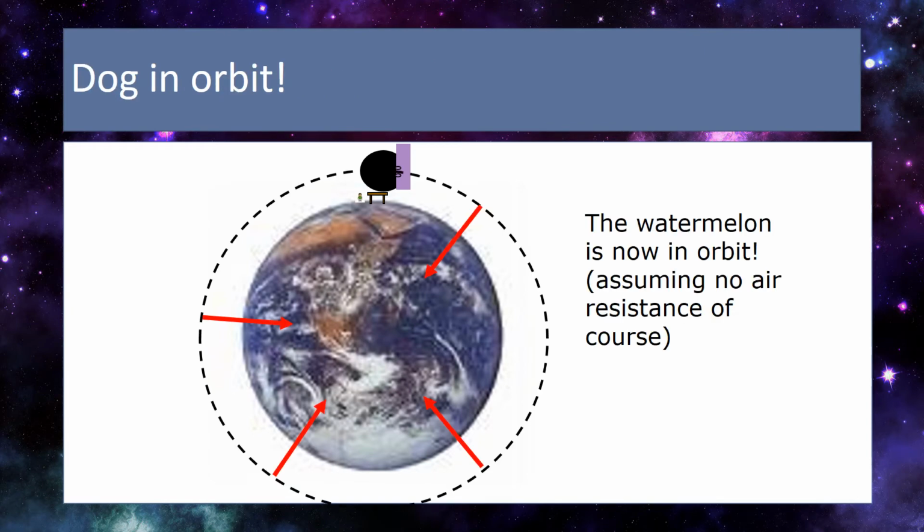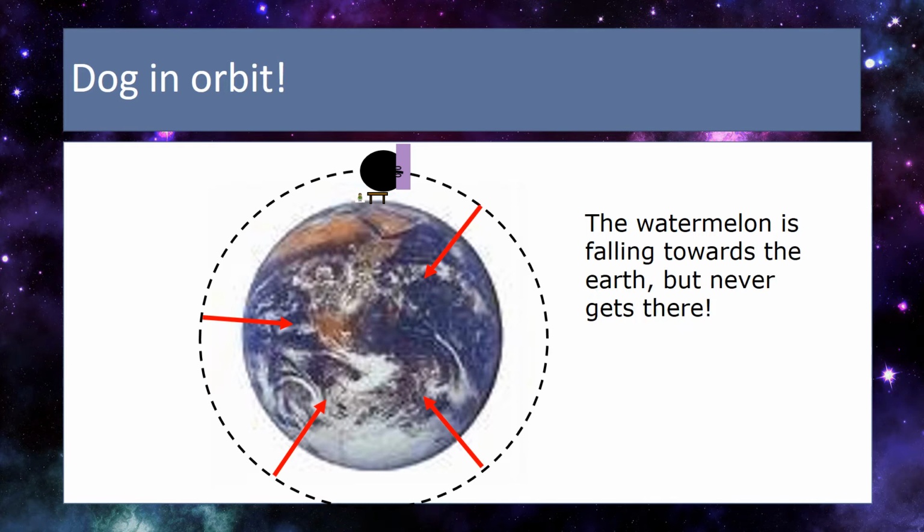If we had enough force, I obviously did this originally with a dog and then changed it to a watermelon. If I had the world's biggest cannon and I could get that watermelon into orbit, assuming there was no air resistance, so it's got to get through the atmosphere, it would in theory orbit the Earth because it would have equal amounts of acceleration and gravity. So the watermelon is falling towards Earth, but it never hits the Earth. It's still orbiting. Why is that?